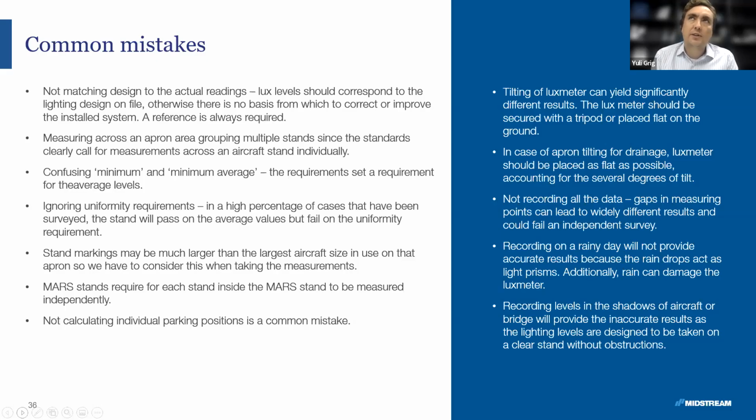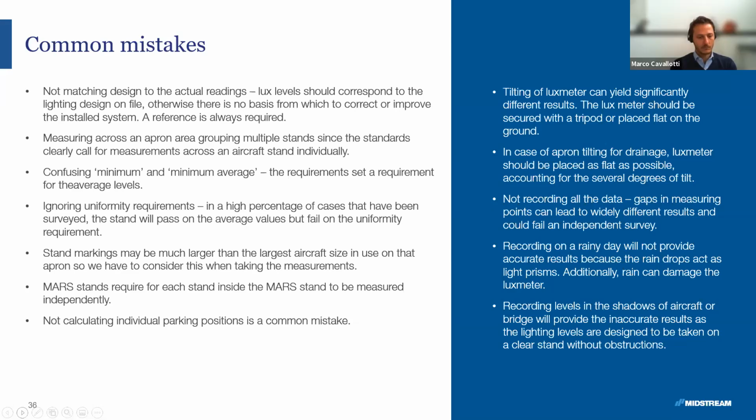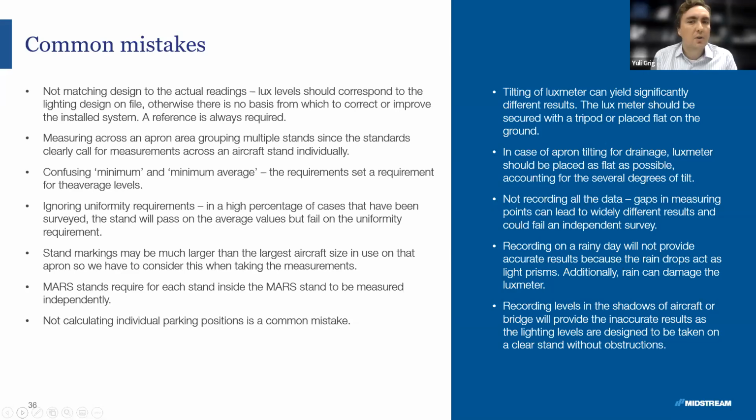If we then look at the requirement of uniformity, we realize that dividing that by 4, the minimum level must never be below 5. So if we are on the apron and we are measuring something on the aircraft stand and the lux levels are below 5, that means the minimum is going to be below 5 because that's the lowest point. And it implies that we're not going to be able to meet our uniformity requirements. So we're always looking out for that lower than 5 level.